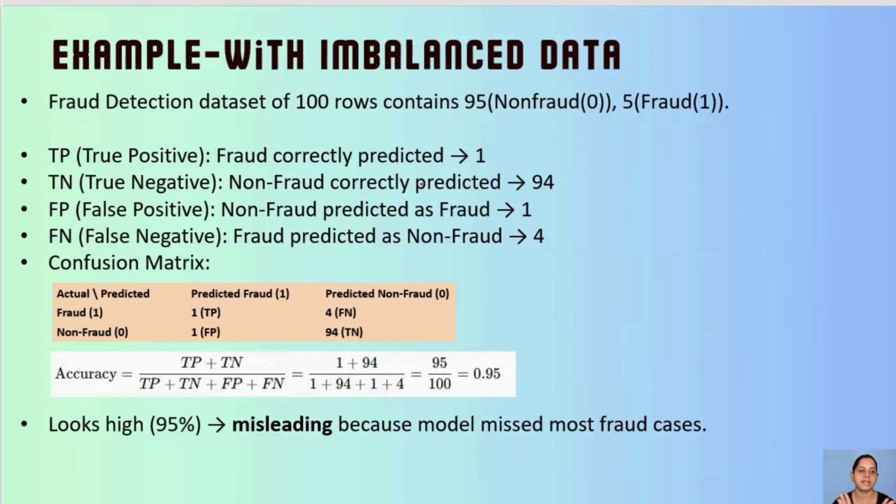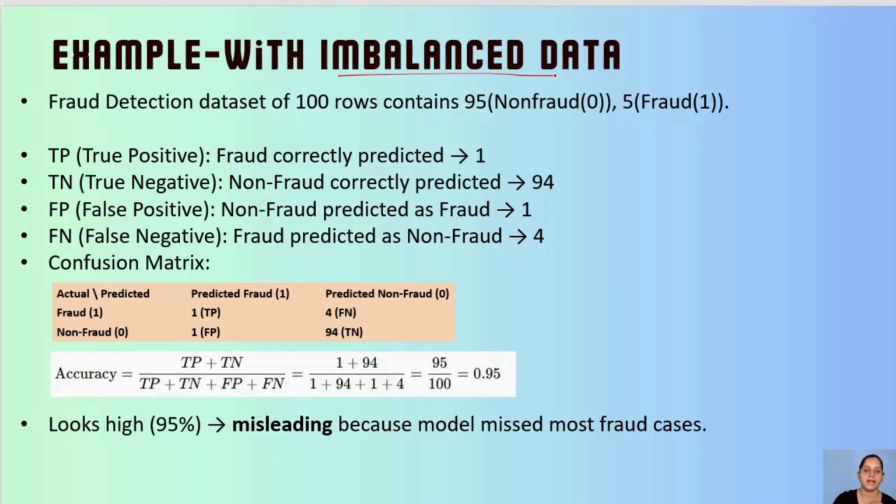Now we've covered all the important metrics and the mostly asked interview questions, guys. You will get a must-ask question from this. We have seen one case with balanced data. Now we will see one case with imbalanced data. In a fraud detection data set, we have 100 rows. Suppose 95 are non-fraud cases and 5 are fraud cases. Non-fraud we categorize as 0, and fraud we categorize as 1.